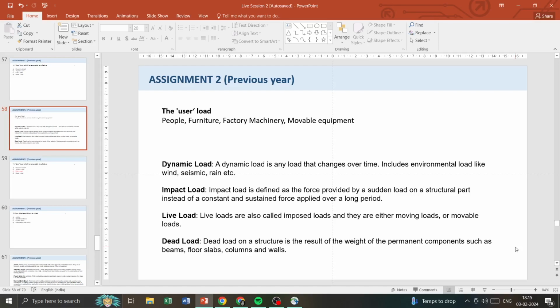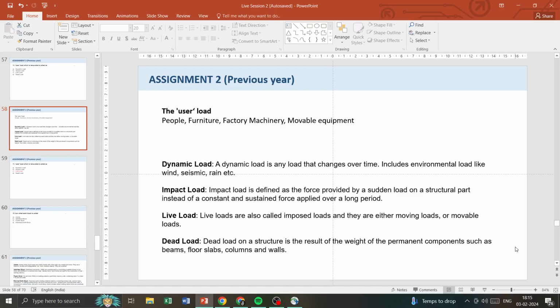And then dynamic load is a generic term for any load that changes over time. It includes mostly environmental load, wind, seismic and rain, because wind and rain and seismic, as in the earthquakes, don't occur all the time.